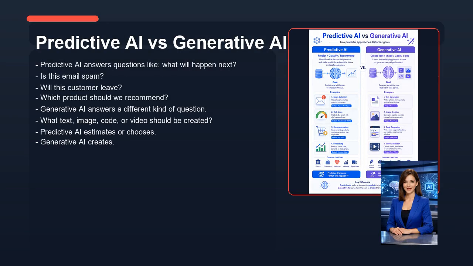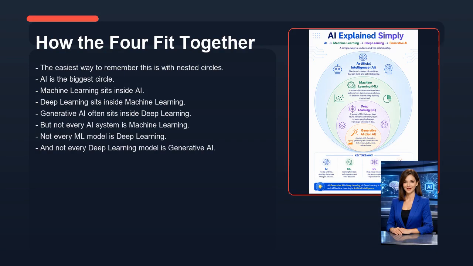Now let's look at predictive AI versus generative AI. Predictive AI answers questions like, what will happen next? Is this email spam? Will this customer leave? Which product should we recommend? Generative AI answers a different kind of question. What text, image, code, or video should be created? Predictive AI estimates or chooses. Generative AI creates.